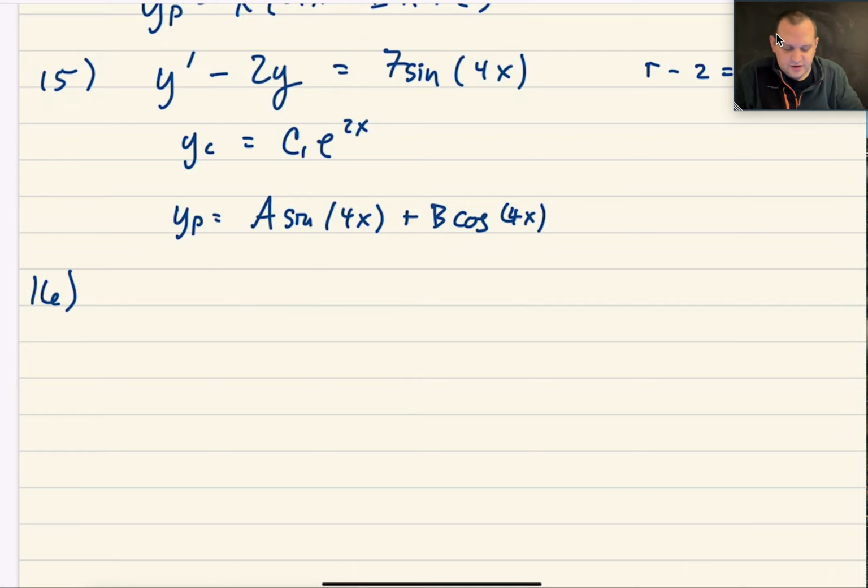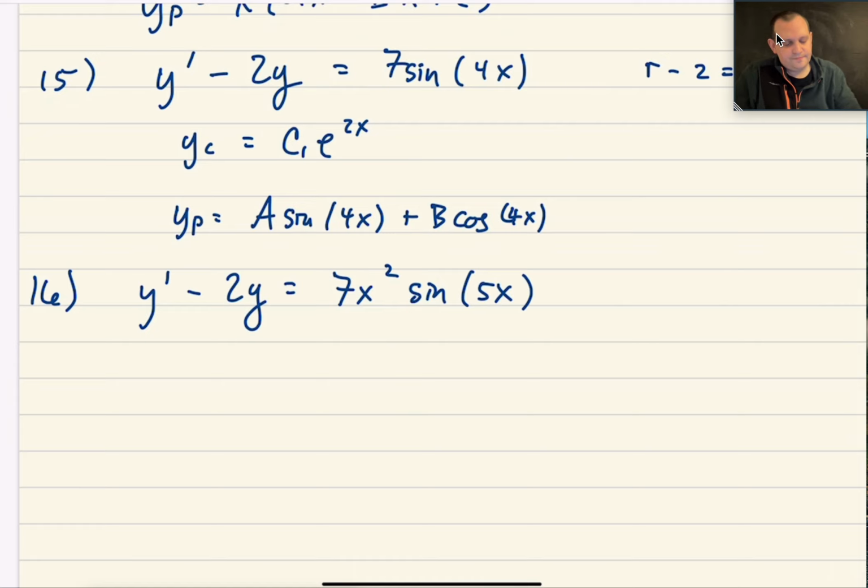So let's say we wanted to find y prime minus 2y equals something like 7x squared sine of 5x. What we would need to do to find the particular solution is, first of all, we're not going to have any repeated roots here. We have a sine of 5x term appearing. That would be in the complementary solution if we had something like plus or minus 5i appearing as our root. We don't have that, so we don't have to worry about multiplying by any powers of x in front.